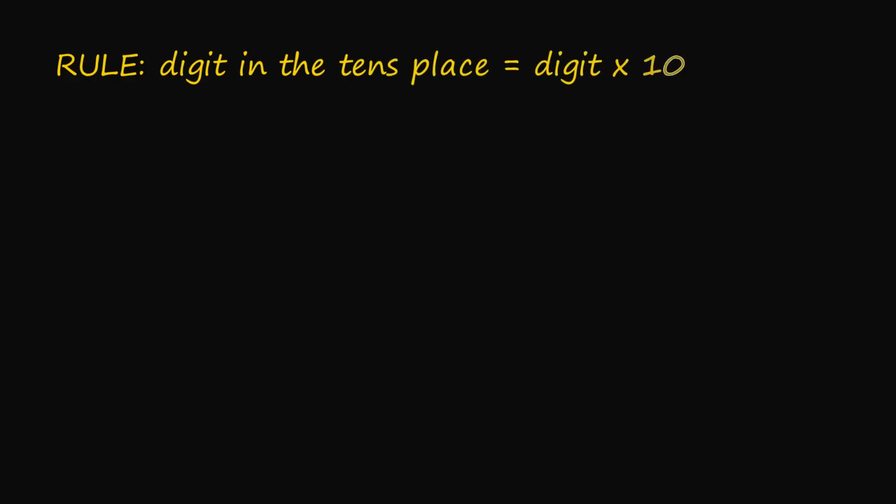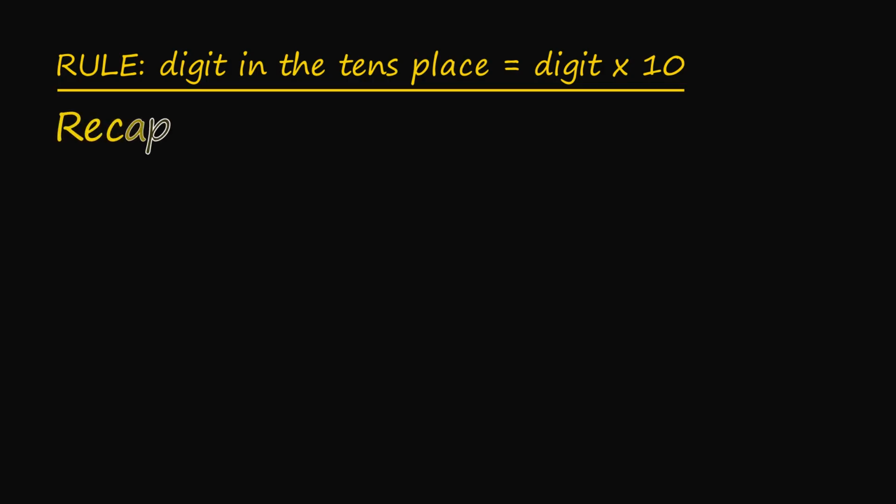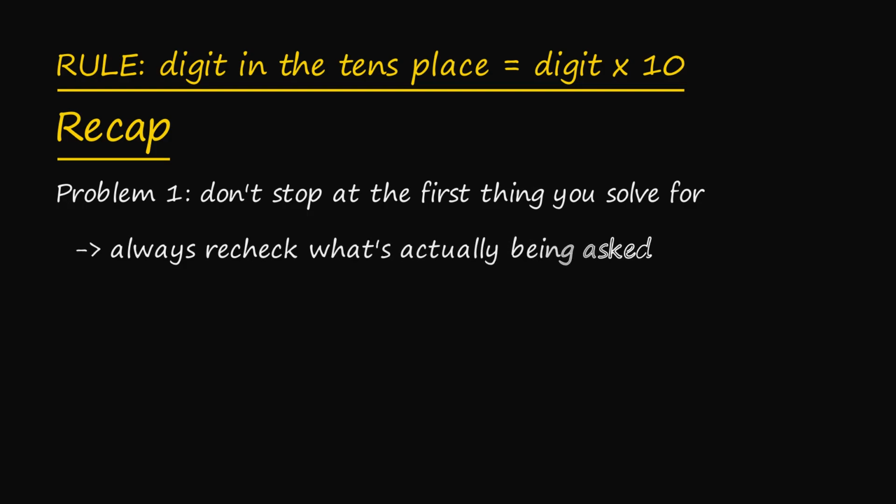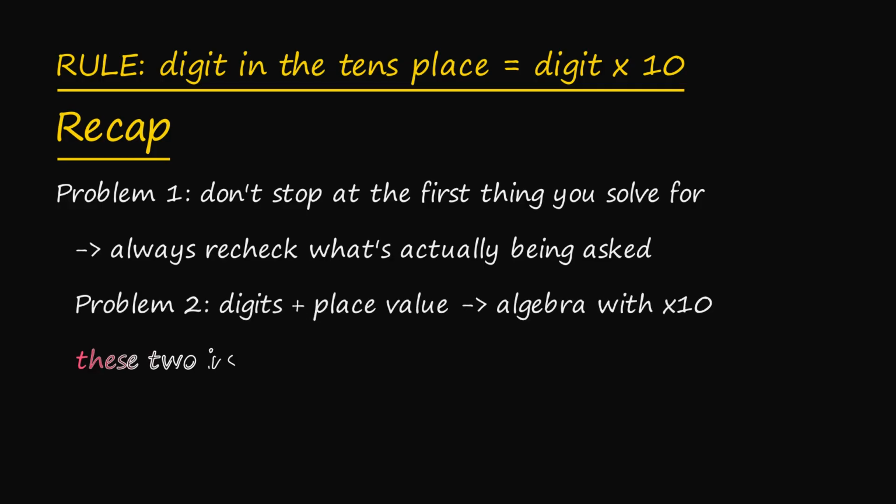So to recap, problem 1, don't stop at the first number you solve for. Always check what the question is actually asking. Problem 2, whenever you see digits and place value, convert it to algebra using multiples of 10 before you do anything else. Those two instincts alone will get you through most of the hard problems people panic about on this test.